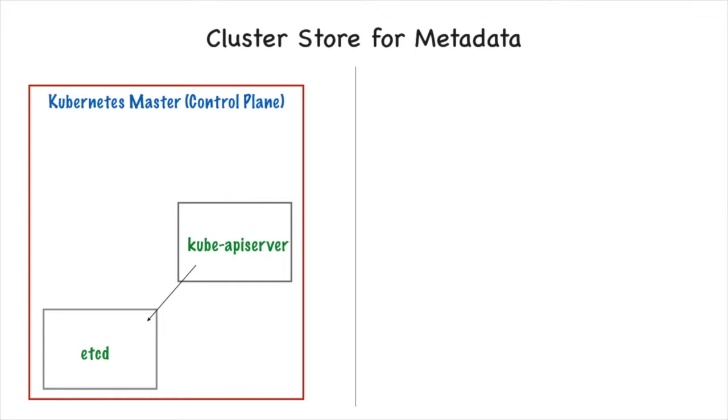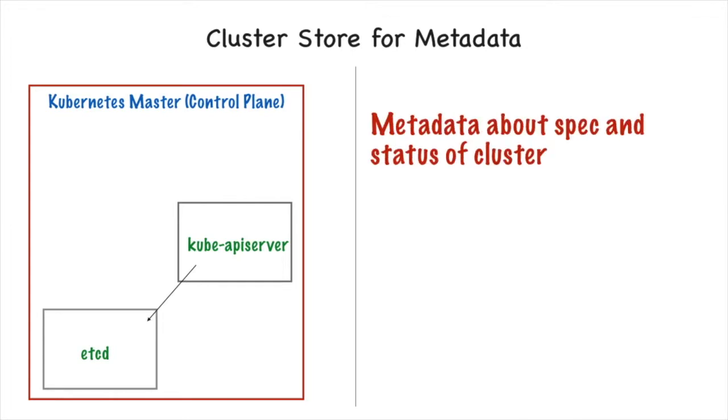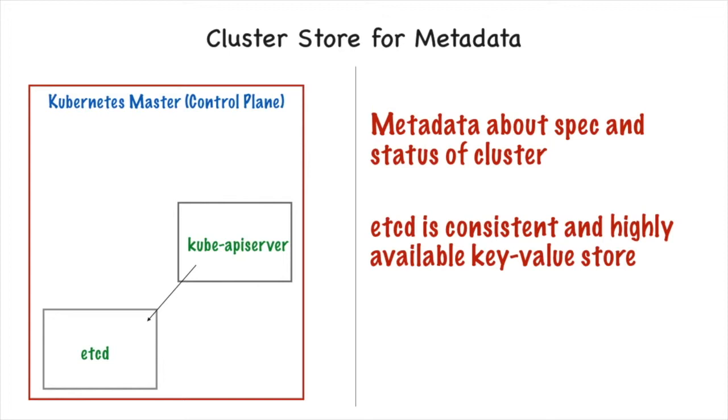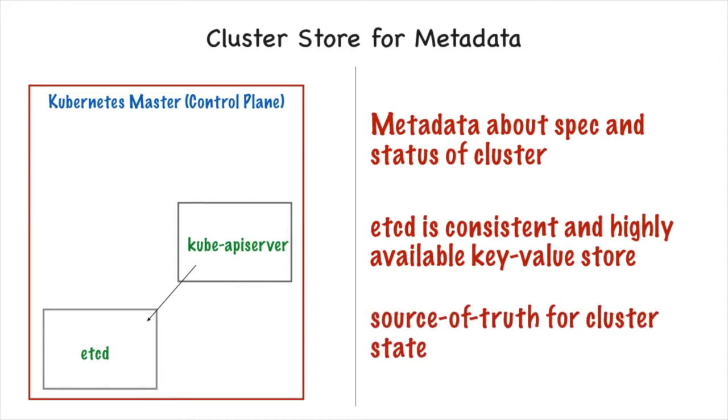Clearly, there is a whole bunch of metadata specified in those manifest files which are posted by the cluster users, and that metadata needs to be saved somewhere. That somewhere refers to the cluster store. This cluster store is built on top of etcd, which is a very popular distributed key value data store, and this serves as the single source of truth. This is where all of the information relating to the state of the cluster is going to reside.